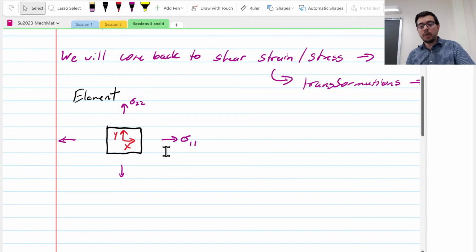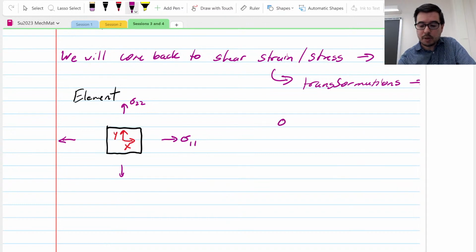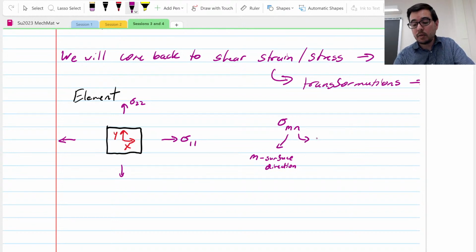We'll go through this in the video, but if you have a sigma, we'll call it MN. The first subscript, M, is for the surface direction, and the second subscript is the direction the stress is acting.